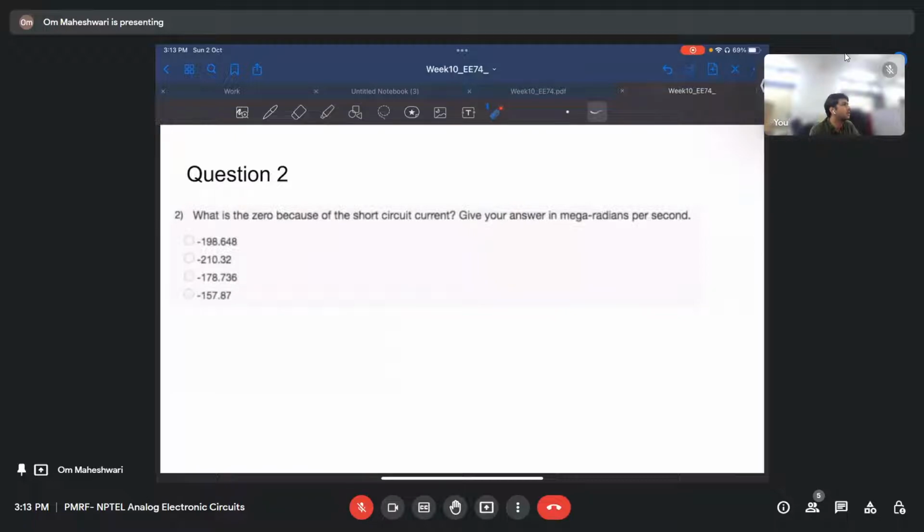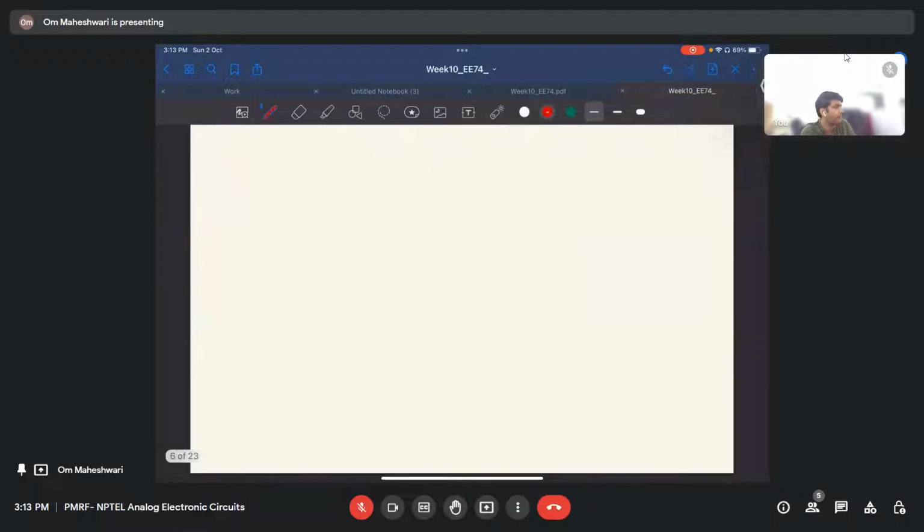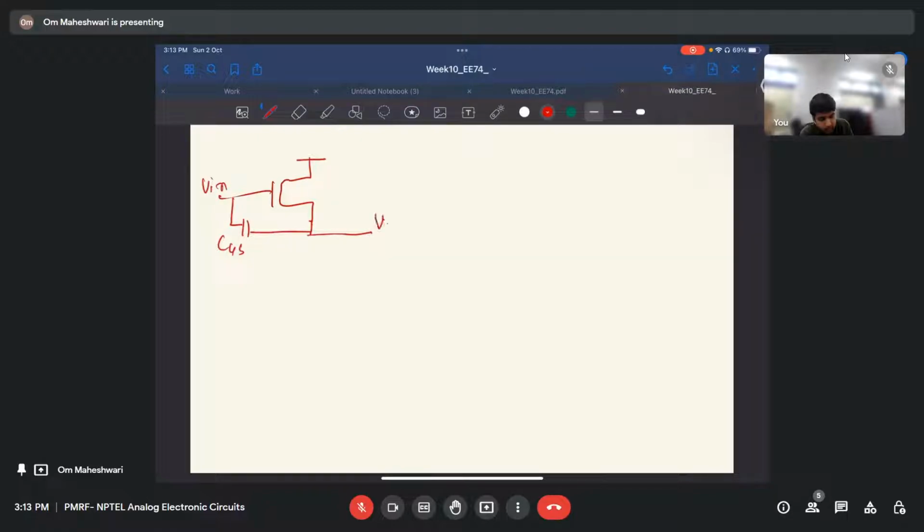So in the next question, we have to find the zero due to the short circuit current. Okay, so short circuit current. Fine. So let us draw the circuit and see again. V in, we have CGS, and this is V out. So now they are talking about short circuit. So we will short V out, and let's say the current I short circuit is flowing through here.